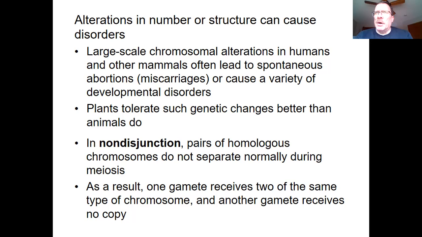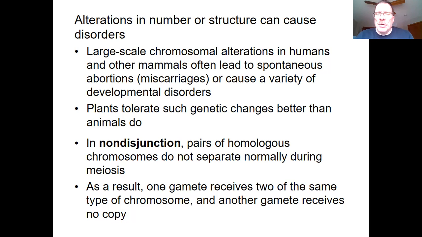Let's also note that we saw crossing over. We've seen independent assortment, crossing over, random mating leading to variation. But we should also talk about alterations in gene number or chromosome number that can cause disorders besides X-linked ones.